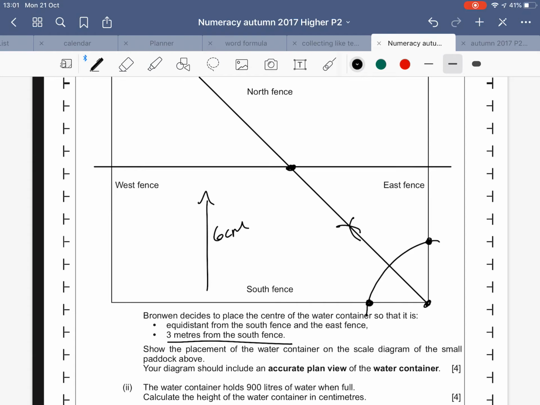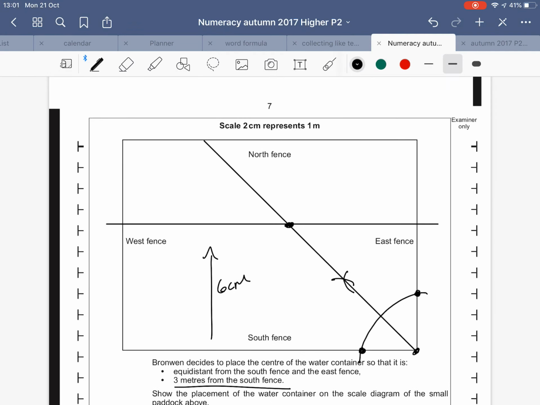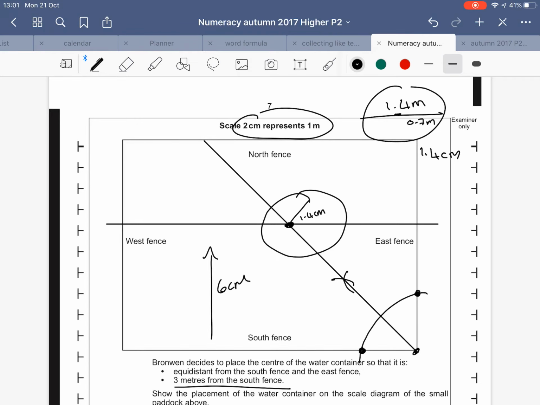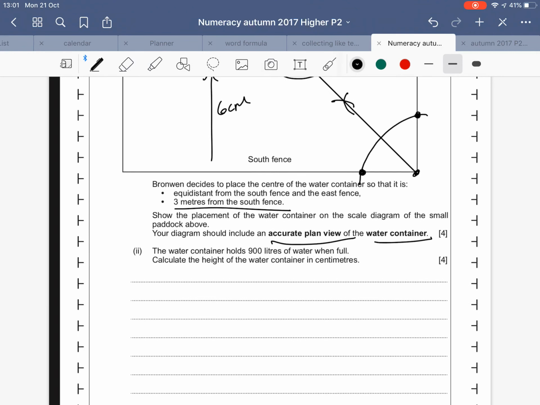They also then say we need to do an accurate plan view of the water container, so the view from above. I think it was 1.4 meters, wasn't it, the diameter? So if the diameter is 1.4 meters, we only need to stretch the compass out to the radius, so 0.7 meters, but 2 centimeters to 1 meter, so that's actually 1.4 centimeters. So we're going to stretch that out 1.4 centimeters and draw a circle around it. Make sure yours is accurate.